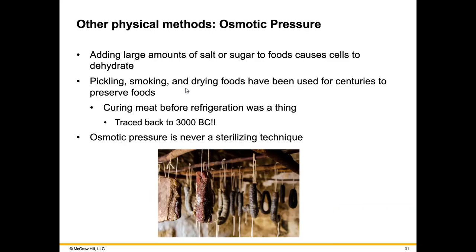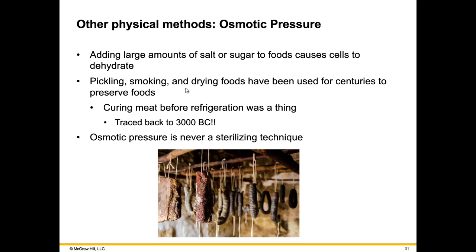Another example of physical agents that isn't in the chart, but I wanted to mention really quickly, is osmotic pressure. If we add a ton of salt or sugar to some kind of food, it will cause the cells to dehydrate. I believe y'all talked about this in A&P. I know you did if you took biology with me, but this relates to osmosis. As y'all hopefully recall, if we coat something with a large amount of salt, it's going to cause water to be drawn out of the cells.